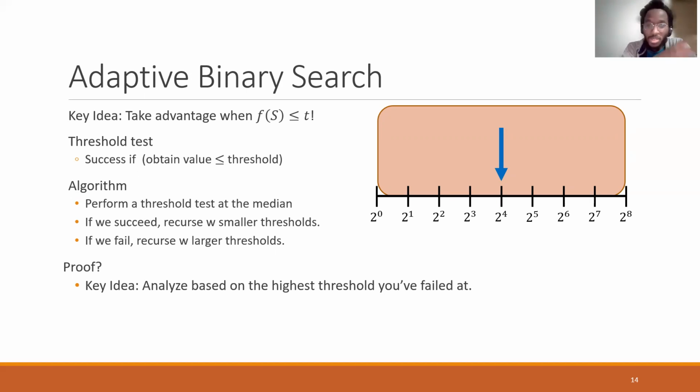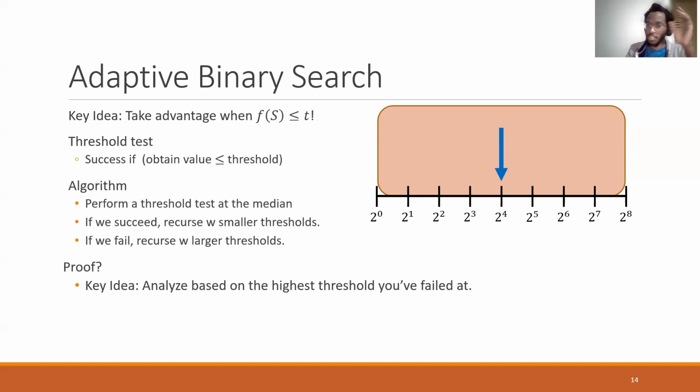So we're going to define a threshold test as: you're at a threshold and you execute whatever approximate policy we have to minimize the tail probability that we were looking at before, right? And we define a success if we actually obtain an objective value that's lower than that target threshold, right? So our algorithm is this. First, you perform a threshold test at the median, and if you succeed, then you recurse with all the smaller thresholds, and if you fail, you just recurse with the larger thresholds.